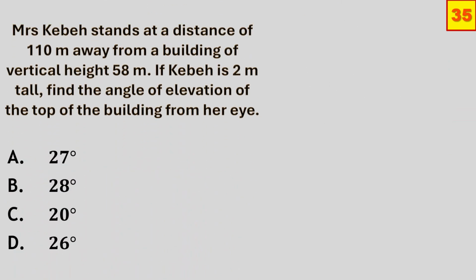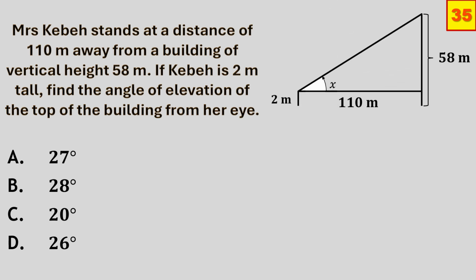Mrs. Kebe stands at a distance of 110 meters away from a building of vertical height 58 meters. If Kebe is 2 meters tall, find the angle of elevation of the top of the building from her eye. So this is what we are dealing with, where x is the angle of elevation. The distance from the top of her head to the top of the building is 56 meters. 56 meters is opposite angle x, while 110 meters is adjacent angle x.